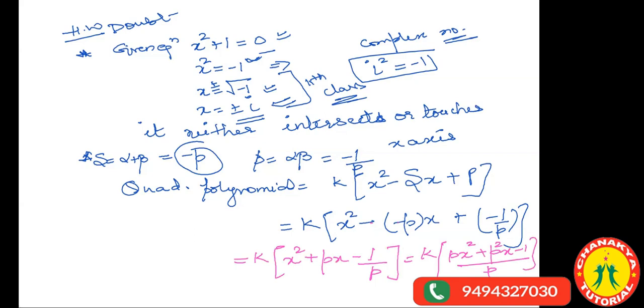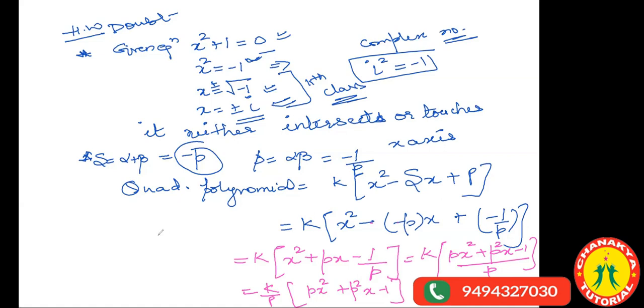Right? Now you can write it like this: k upon p, times px square plus p square x minus 1. Clear? C option is the correct answer. Right?